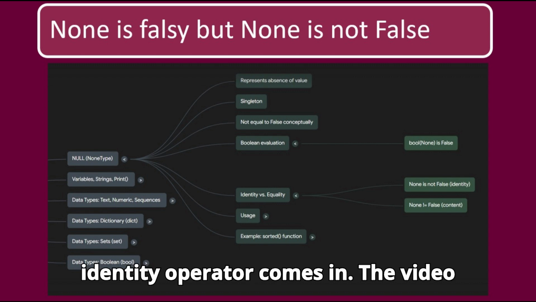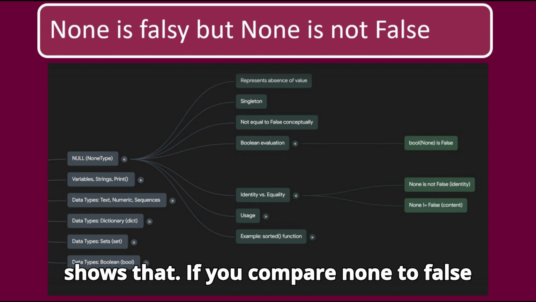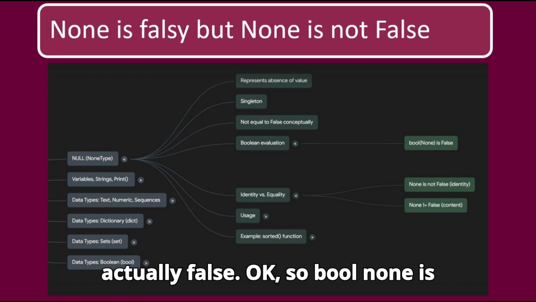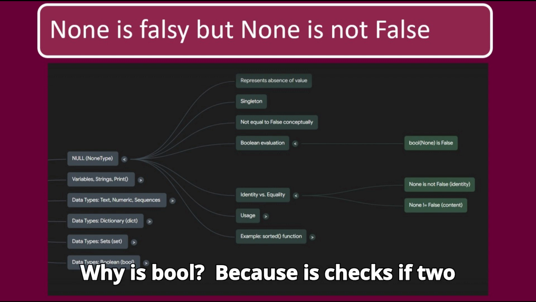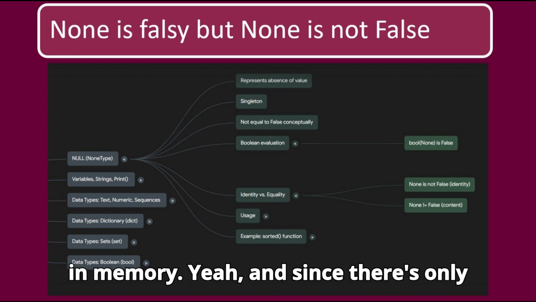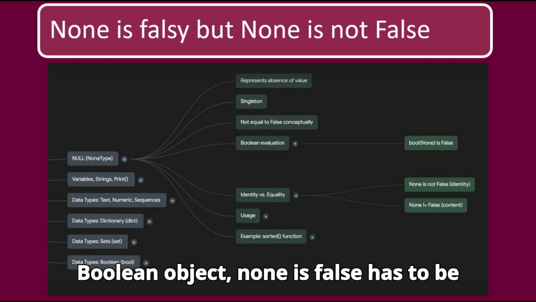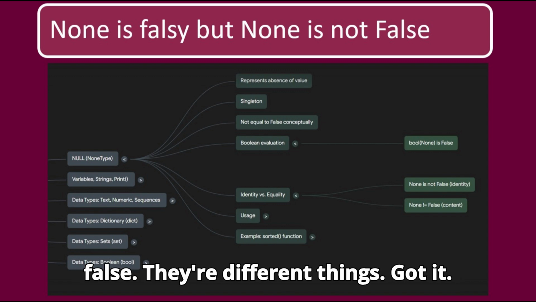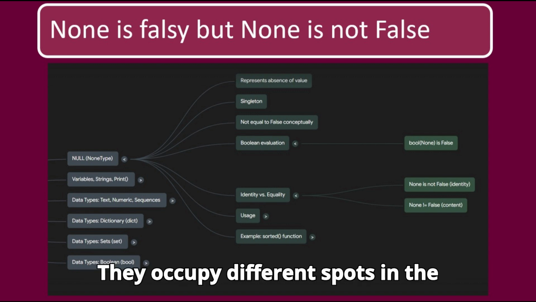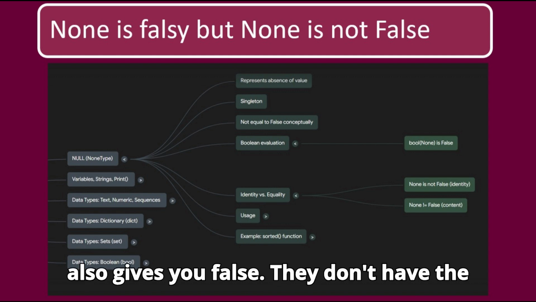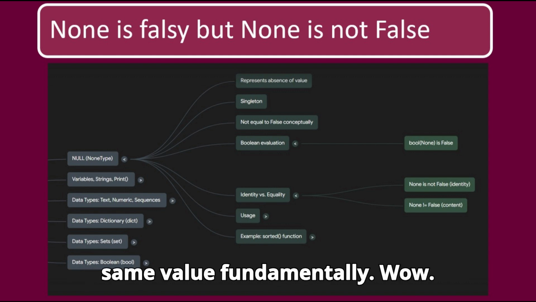No, exactly. That's where the identity operator comes in. The video shows that if you compare None to False using is, so None is False, the result is actually False. Okay, so bool(None) is False, but None is False is also False. Why is that? Because is checks if two variables point to the exact same object in memory. And since there's only one None object and False is a different Boolean object, None is False has to be False. They're different things. Got it. They occupy different spots in the computer's memory. Exactly. And even if you check for equality of value, that also gives you False. They don't have the same value, fundamentally.